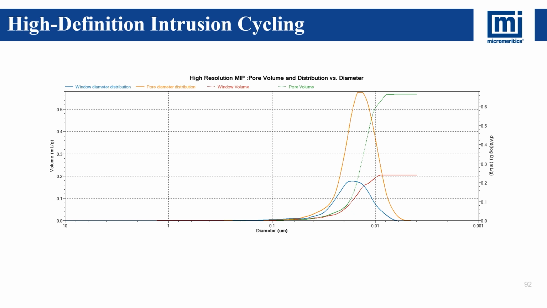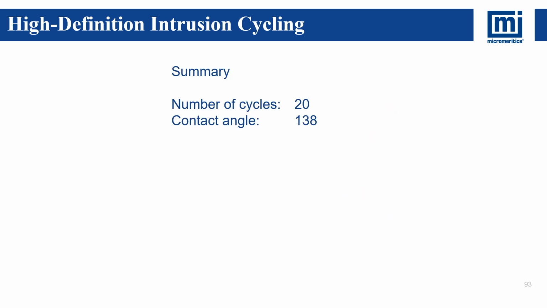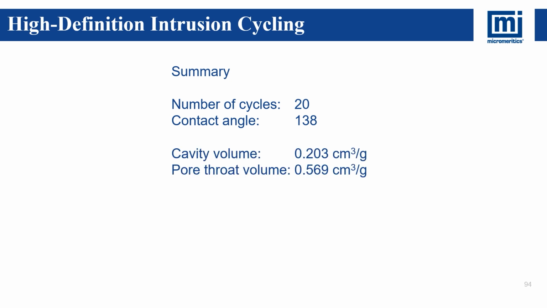So looking at the summary data, we see that we completed 20 cycles. We did use a contact angle of 138 that we determined earlier. We separated the total pore volume into that filling cavities irreversibly at about 0.2 cubic centimeters per gram and filling the throats at about 0.57 cubic centimeters per gram. The pore throat median diameter, 12.5 nanometers, matches very, very closely to that by gas adsorption.